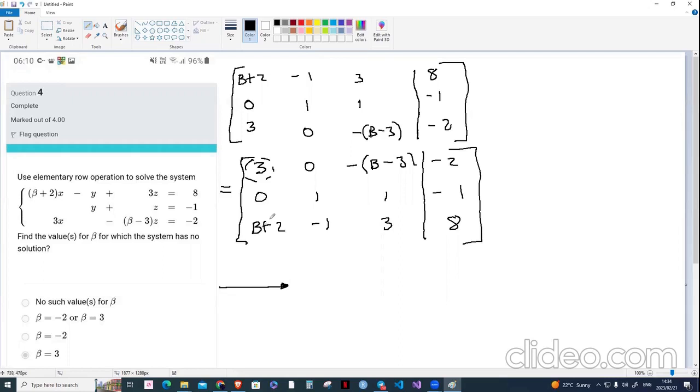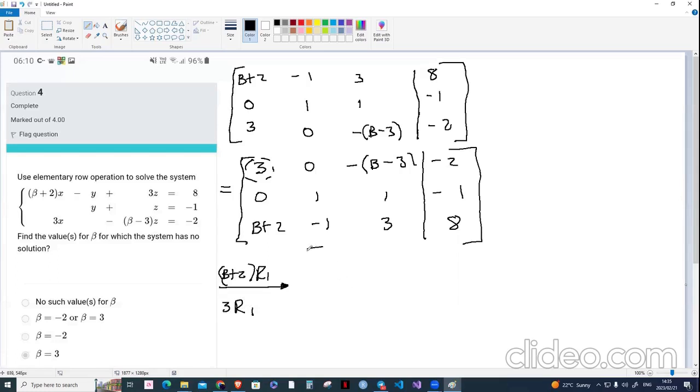In order for us to make this number equal to 0, we need to make both these numbers the same. How can we do that? One way is to divide everything by 3, but that one will be complicated. You don't want to complicate your life like that. The simplest way here is to just multiply this one by B plus 2 and then this one by 3. So it will be row 1 multiplied by B plus 2, right? And then row 3 multiplied by 3.